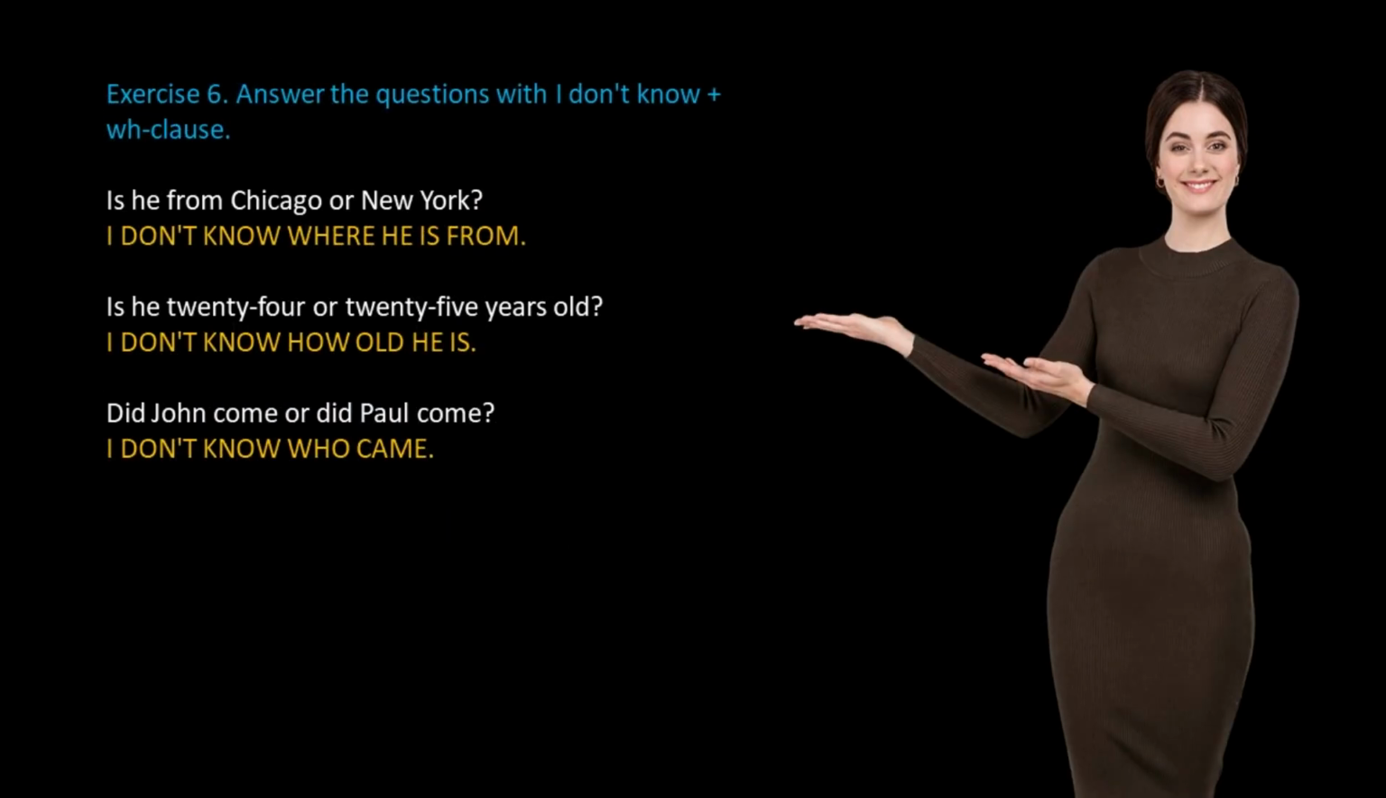Exercise 6. Answer the questions with I don't know, plus a WH clause. For examples. Is he from Chicago or New York? I don't know where he is from. Is he 24 or 25 years old? I don't know how old he is. Did John come, or did Paul come? I don't know who came.